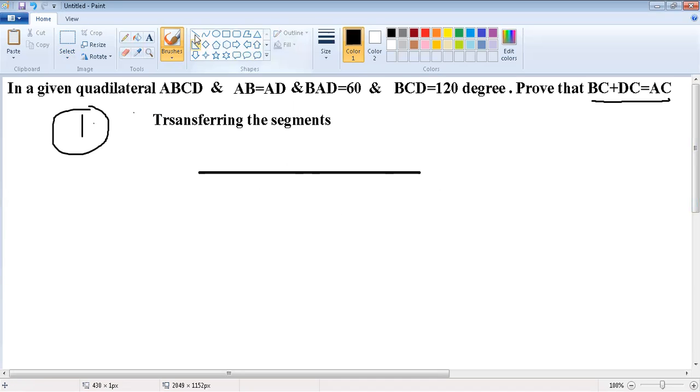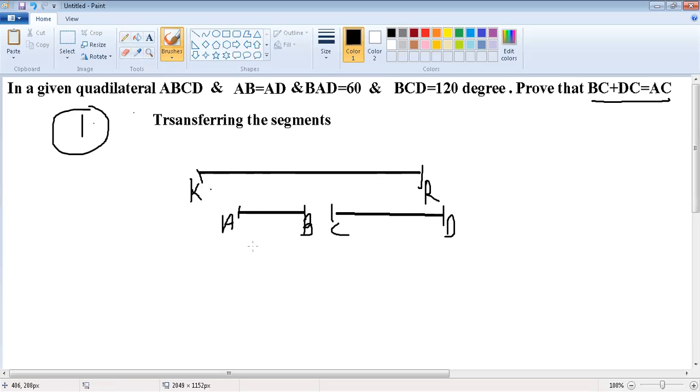Let's suppose there were two distinct lines, these two lines. Let's name them A, B, C and D. So there are two line segments, AB and CD. Now we have to prove that KR is the bigger one. Suppose we are given to prove that AB plus CD equals KR.